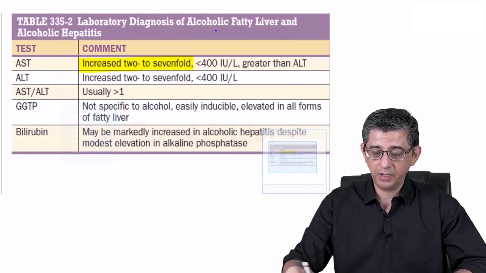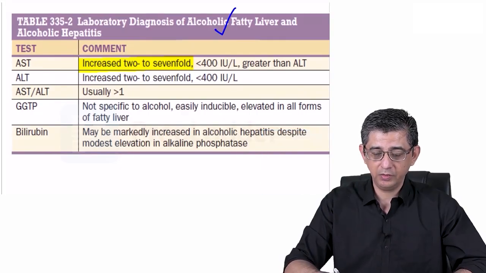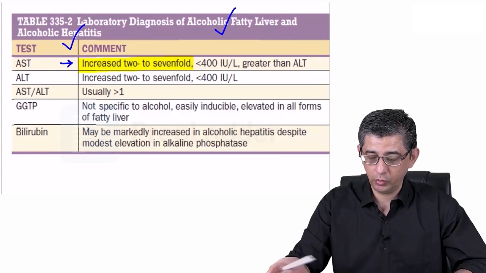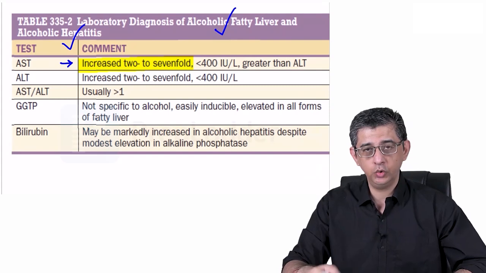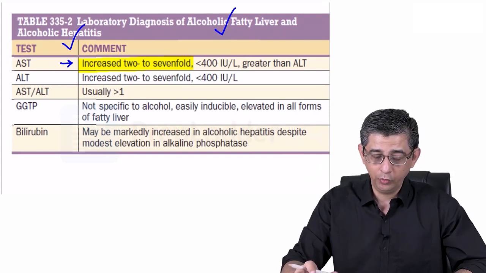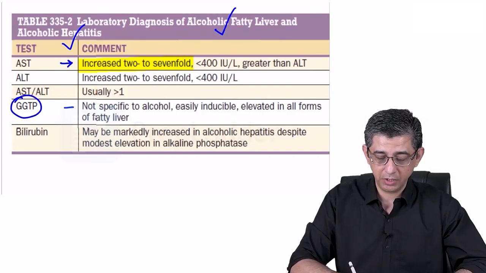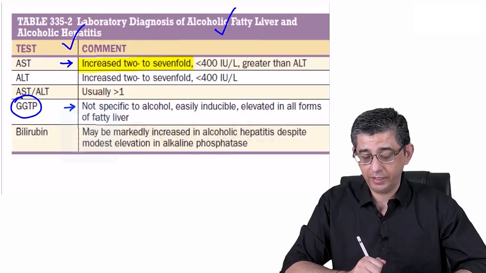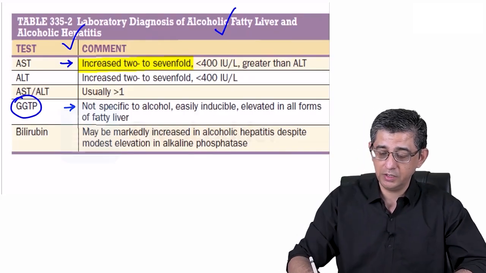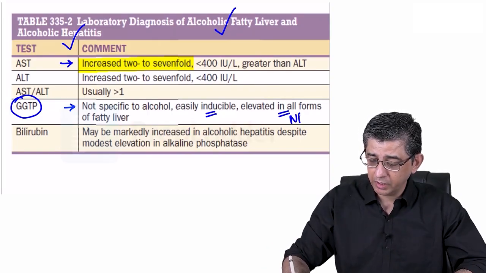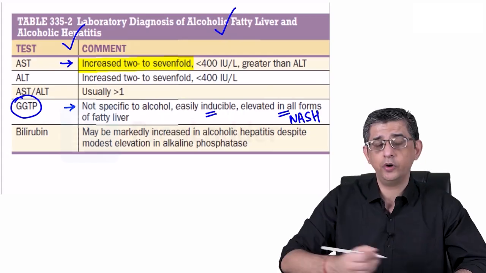This table specifically mentions alcoholic fatty liver and alcoholic hepatitis, and mentions that the test to be done is SGOT. I've told you the values already, but I had to show you this table just to prove the fact that gamma GGTP, though it is a marker for heavy alcohol consumption, is not specific to alcohol. It is easily inducible. It can be increased in all forms of fatty liver. Even it can be increased in patients with non-alcoholic steatotic hepatitis.